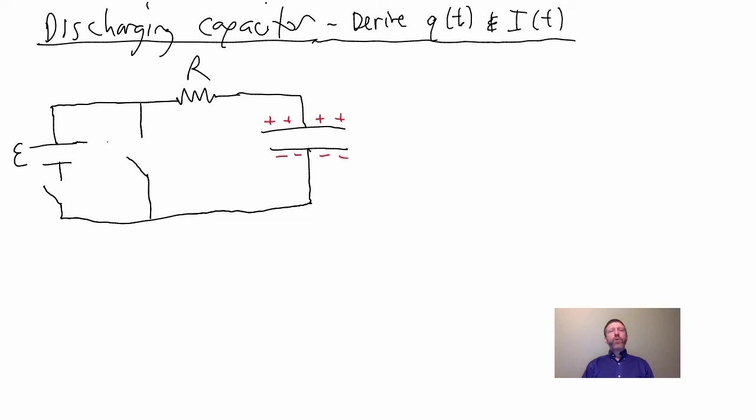Now all we have to do is derive these Q as a function of t and I as a function of t equations for a discharging capacitor. So in our discharging situation, what we have is this.